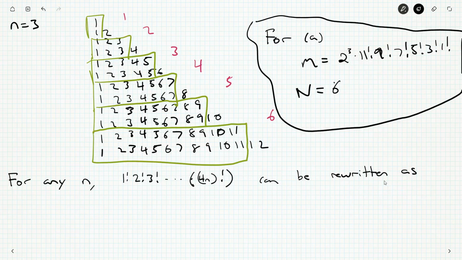Can be rewritten as 1 factorial, 2 factorial, 3 factorial, 4 factorial, 4n minus 1, all the way up to 4n minus 1 factorial, 4n factorial. Okay.